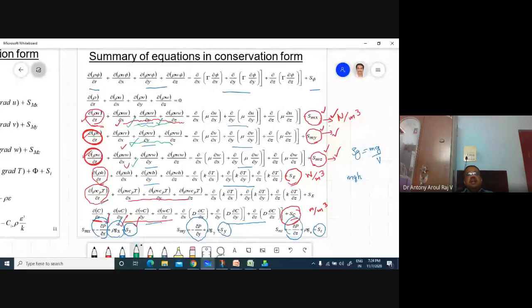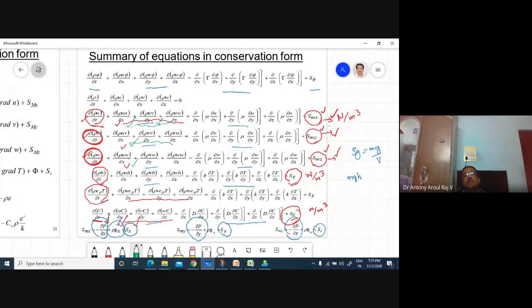Similarly, when there is a deceleration, these three terms will appear. When there is no convective acceleration, and similarly when there is no convective deceleration, these three terms will not be there. So this is an important thing. This is what we have to understand.